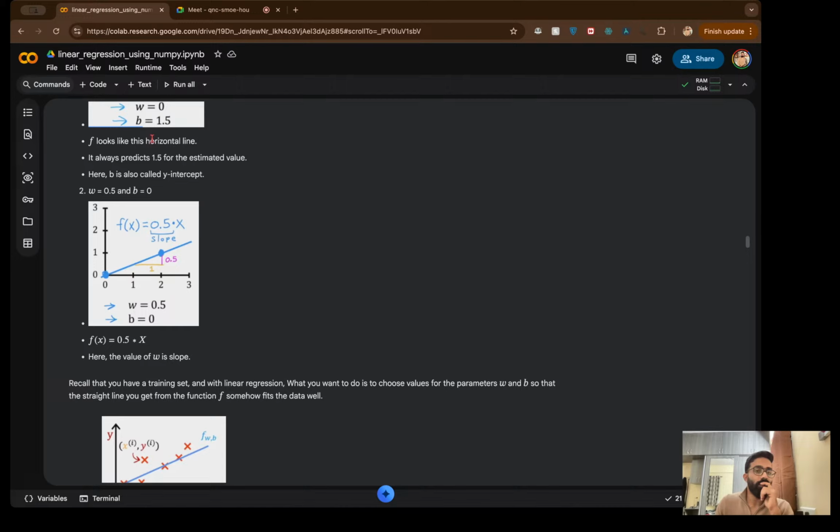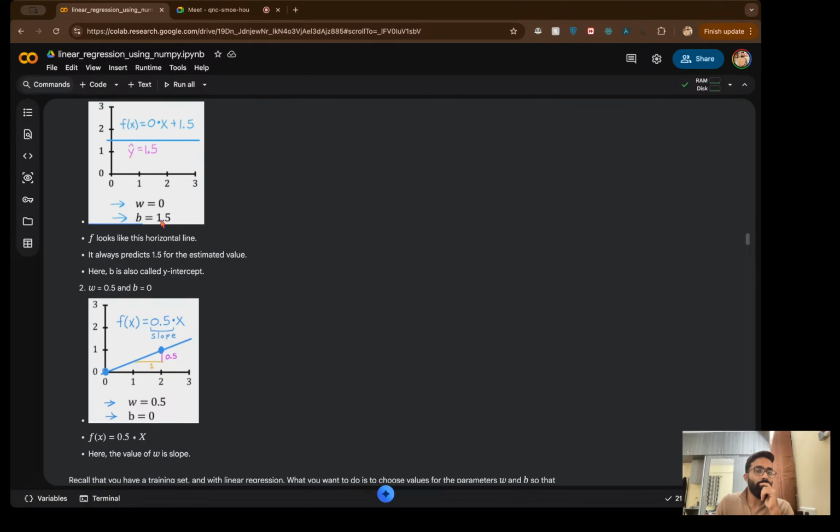So if b is equal to 1.5, that means the line is crossing at y equals 1.5. This is 1.5, so the line is crossing at 1.5. That is called b. You can see this is 1.5. This is the y intercept.